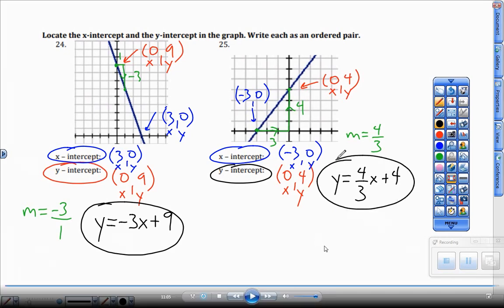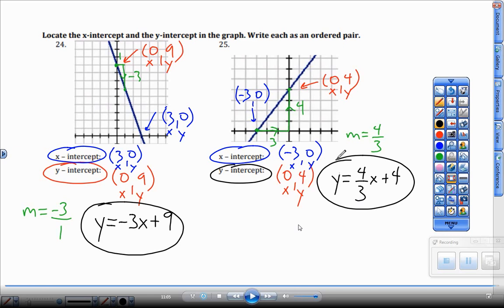For my honors classes, what I'd like you to do, the last part, is take these two equations, combine them together, and graph the new line for me. So if I add these two equations together, 4/3 minus 3, which is really negative 9/3. So that negative 9/3 plus this 4/3 will give you negative 5/3 for your slope. Negative 9 over 3 plus 4 over 3. And then my y-intercept in 9 and 4 will give me a new y-intercept of 13.